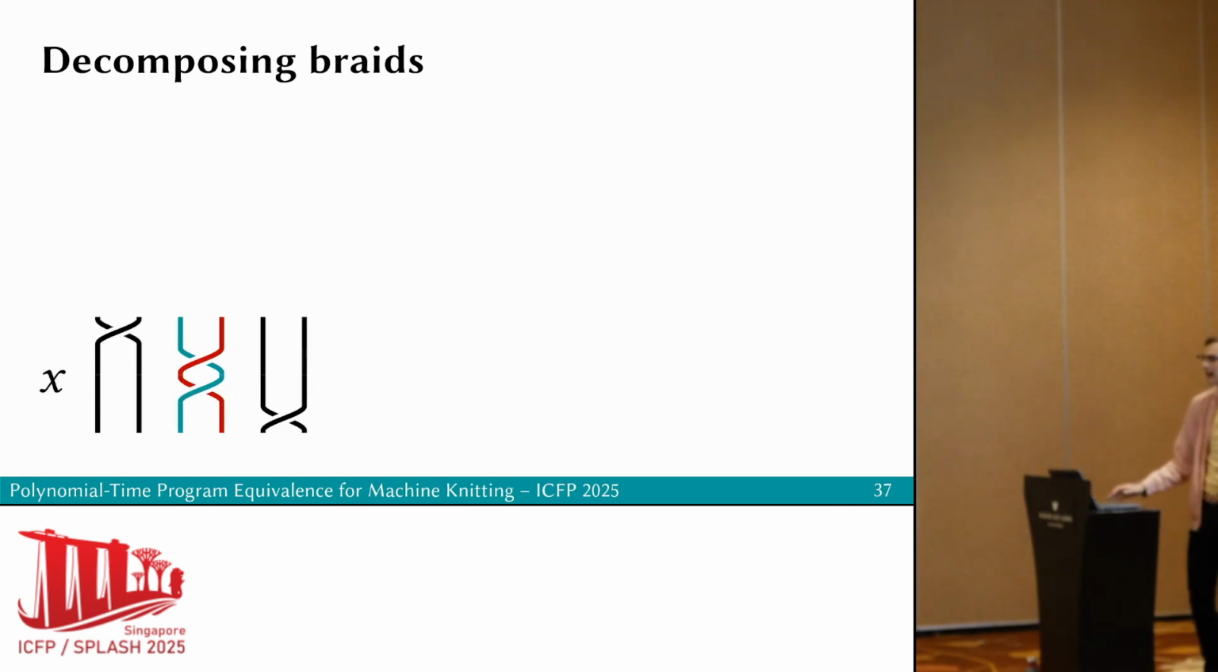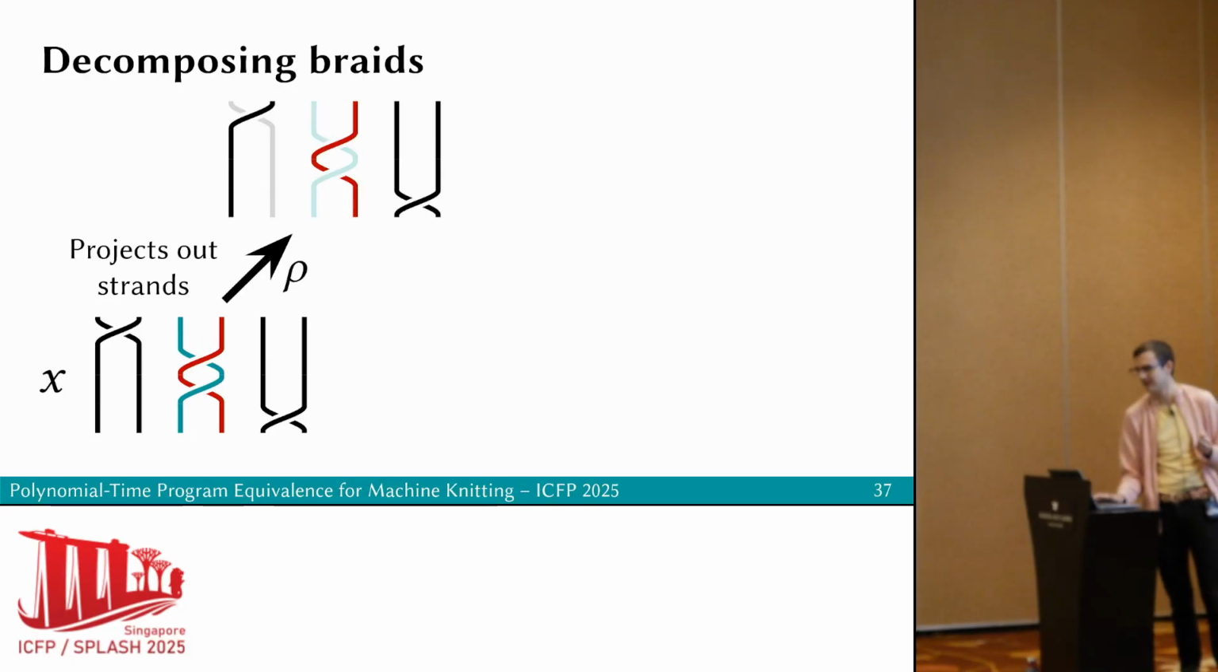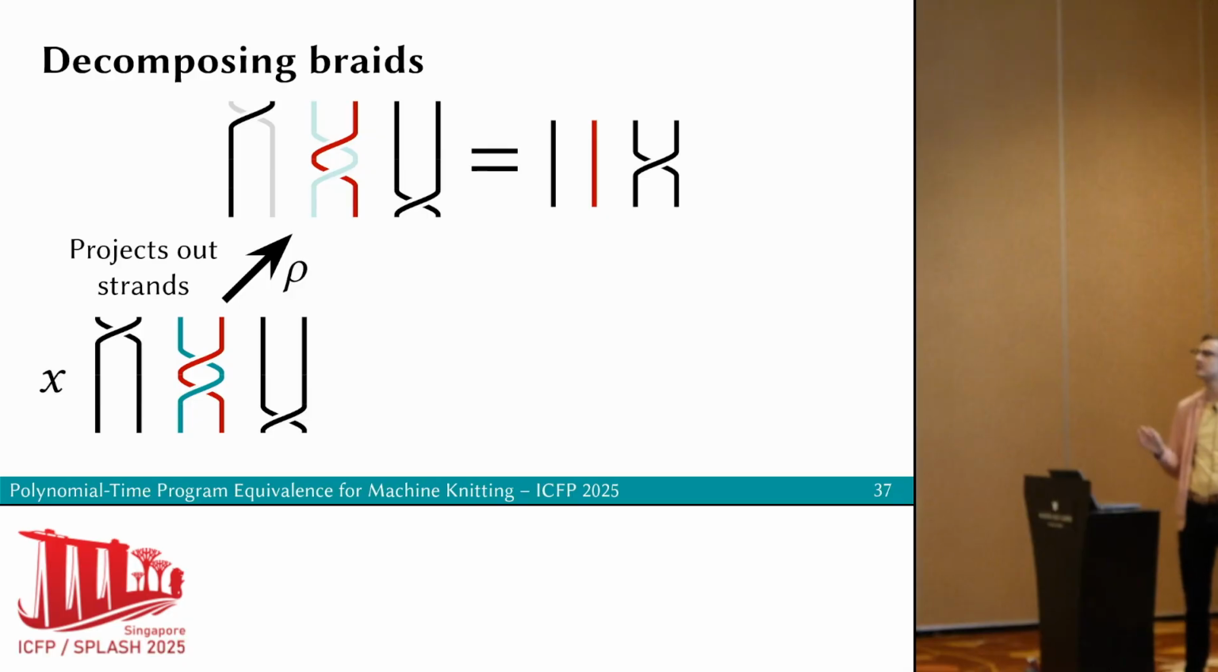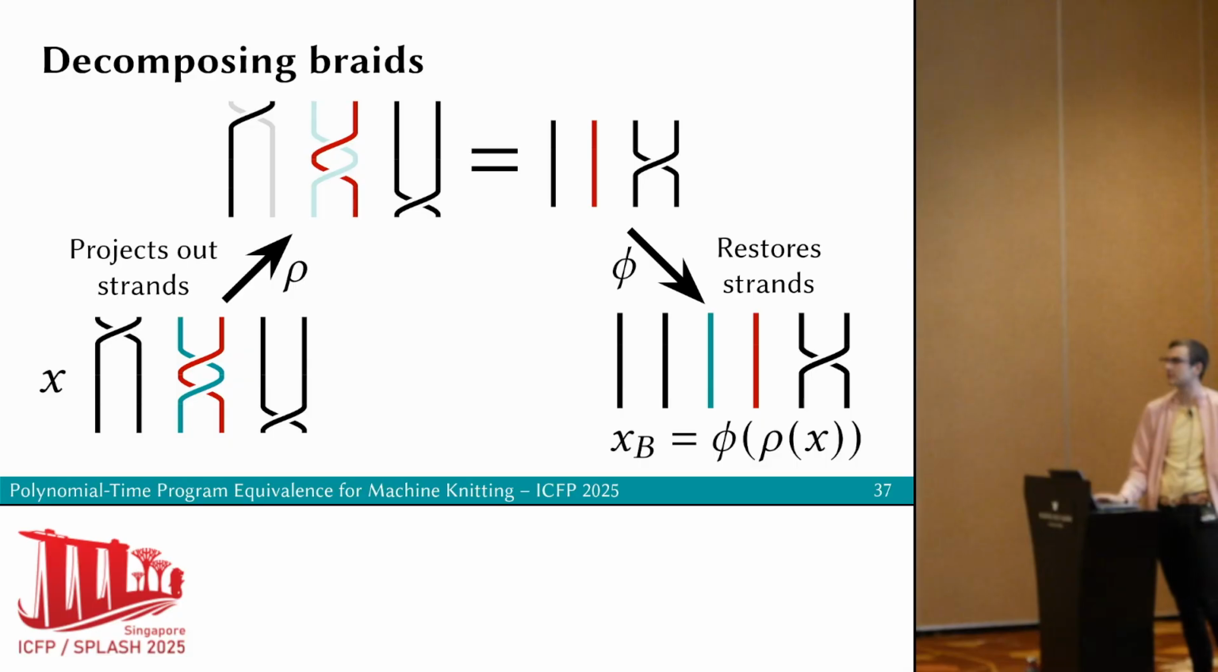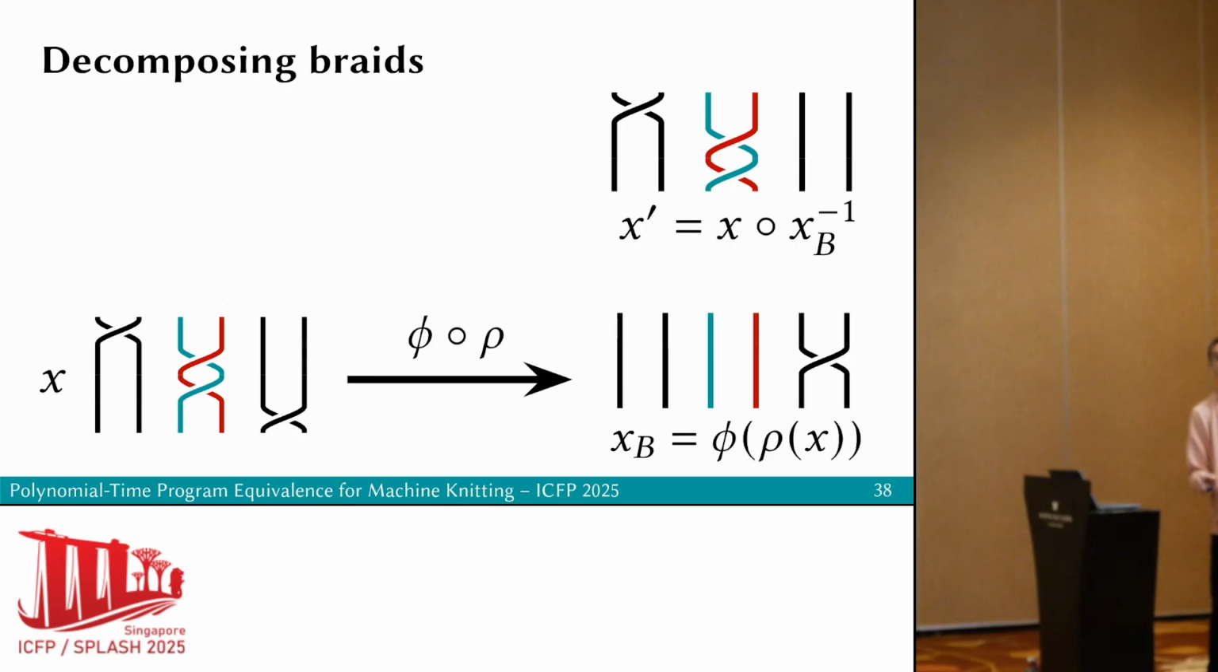To achieve this decomposition, we can use a pair of adjoint functors. So our first functor rho will project out certain yarns in X. See our paper for the details. Here, rho is projecting out 2 yarns, leaving a strand on 4 yarns. And then we use a second functor phi to restore those yarns that rho projected out, constructing X sub B, the portion of X that can slide past the B stitch.